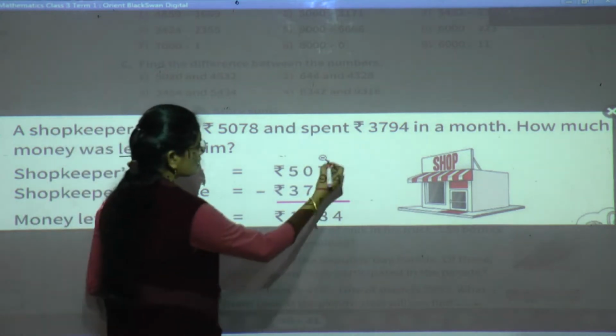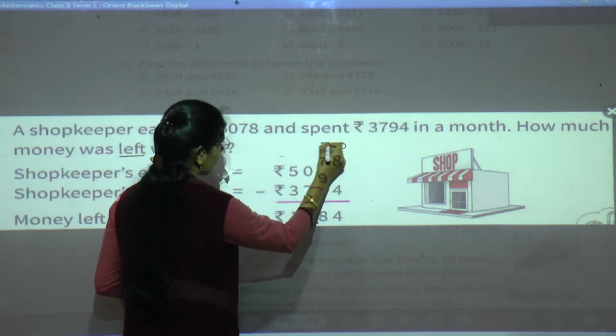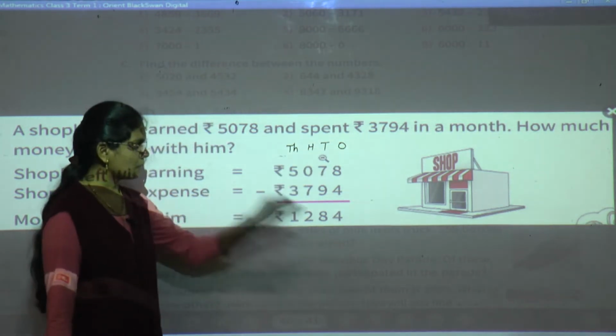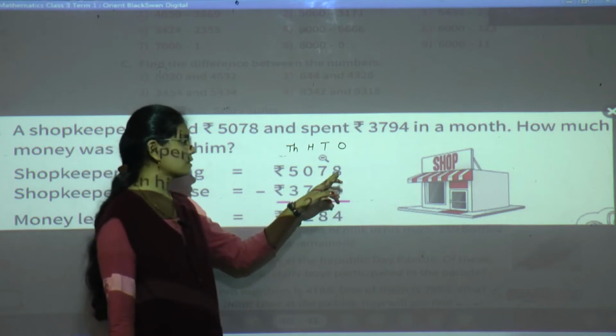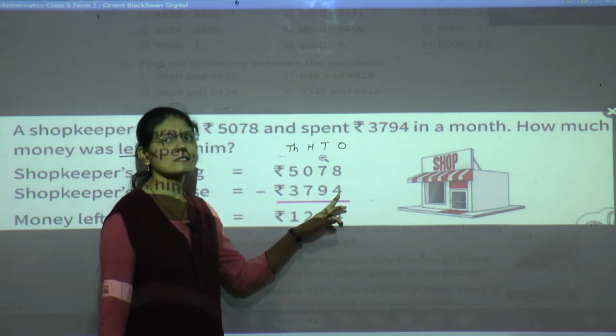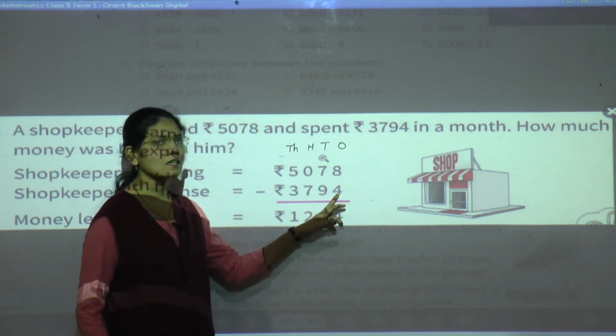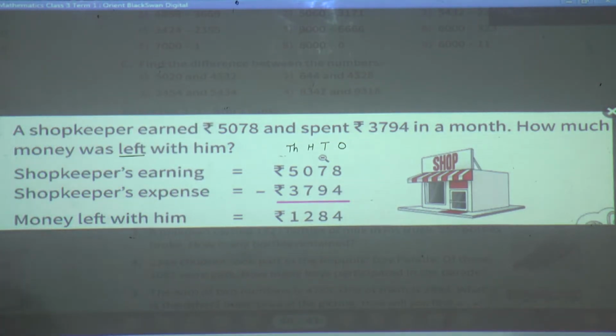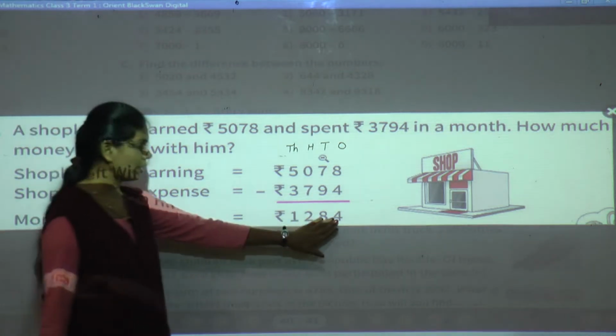Do the subtraction. See the ones place. Where is the ones place? Yes, this is ones, this is tens, this is hundreds and this is thousands. See the ones place column. Here in the first number there are 8 ones. 8 ones minus 4 ones. 8 minus 4, after 4 count your fingers till 8. Yes, 8 minus 4 is equal to 4. So here we will write 4.